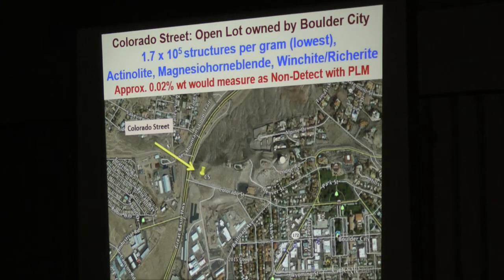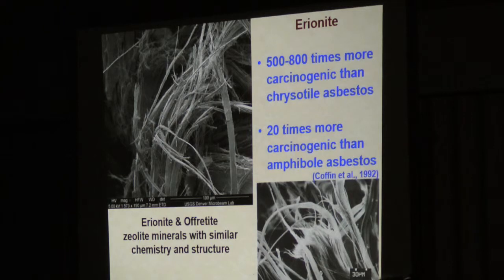So if we go to the next slide, here's the other thing. Erionite is a fibrous zeolite mineral, and it's really toxic. There is a rat study that found erionite to be 500 to 800 times more carcinogenic than chrysotile asbestos, and maybe about 20 times more carcinogenic than amphibole asbestos. The thing with erionite is that when you use a transmission electron microscope, which is what we used in this study, you can't tell erionite from another zeolite mineral, because these two minerals have almost the same chemistry and the same mineral structure.